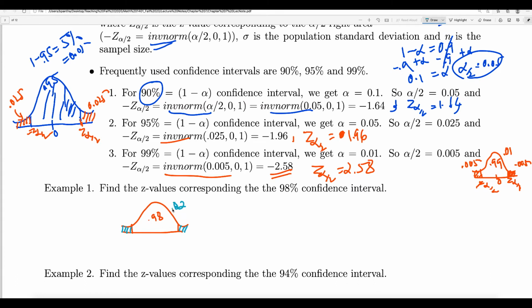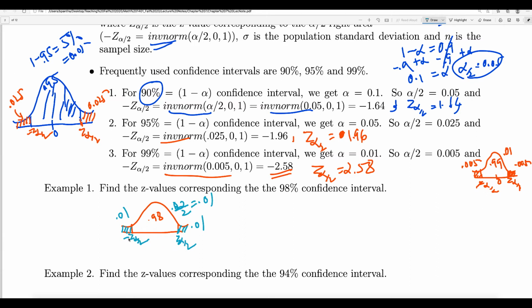2% is 0.02. Because the middle is 98%, the total outside area will be 0.02. If you take half of that, then you will get 0.01. So this is 0.01 and this is 0.01. You need to find the z value, z alpha half, and this is positive z alpha half. Why did I write alpha half? Because the inside area is 1 minus alpha, so the outside area is alpha, but this is alpha half and this is another alpha half.